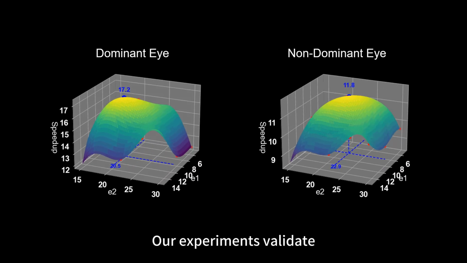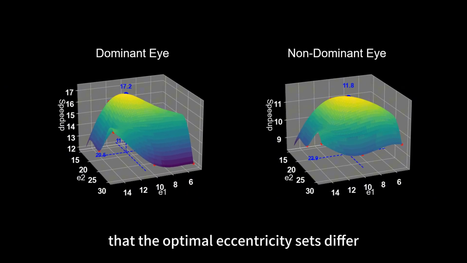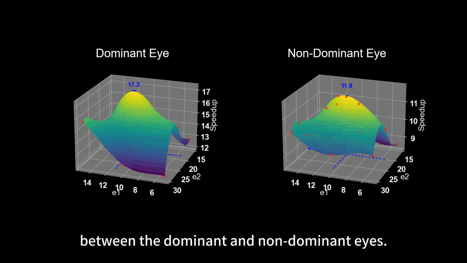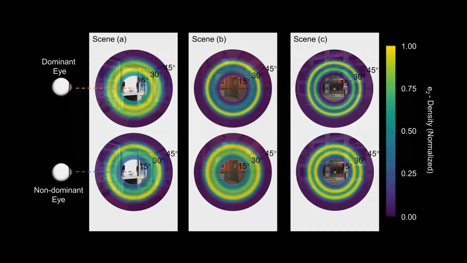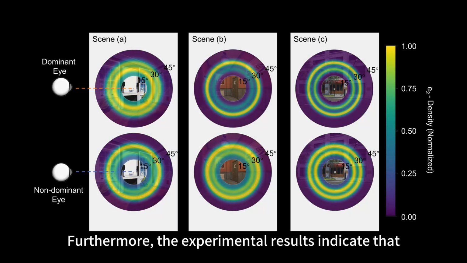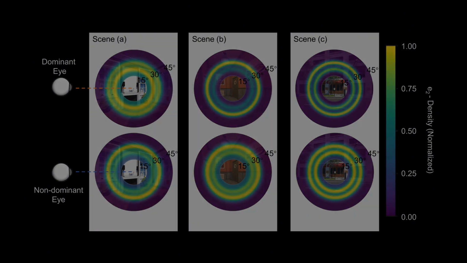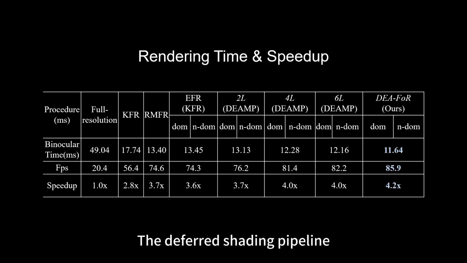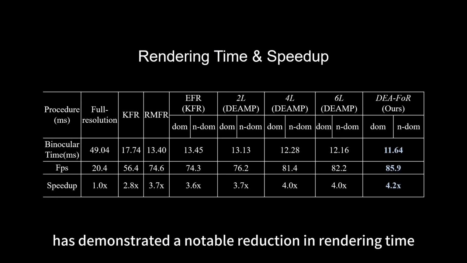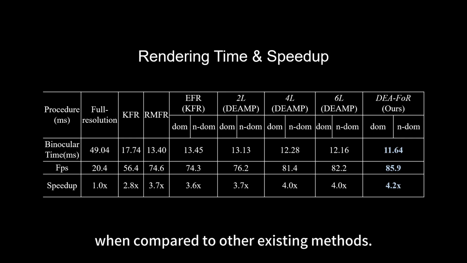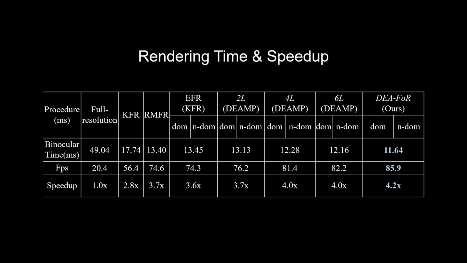Our experiments validate that the optimal eccentricity sets differ between the dominant and non-dominant eyes. Furthermore, the experimental results indicate that eccentricity layer distributions are influenced by scene texture complexity. The deferred shading pipeline has demonstrated a notable reduction in rendering time when compared to other existing methods.